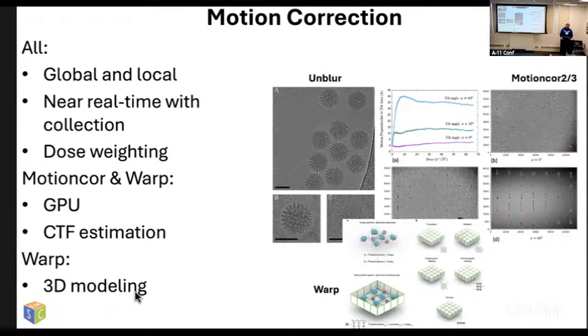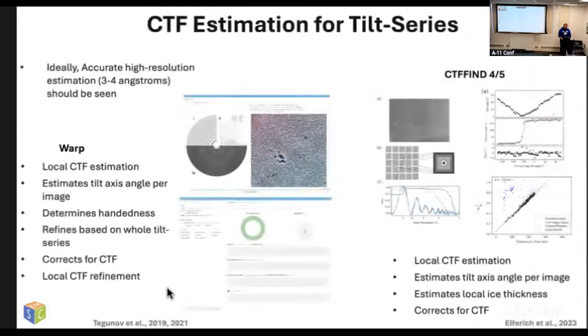Yep, and then Warp actually implements an additional step, 3D modeling, motion projection. But yeah, Alistair probably covered this in more detail later. So you get your frames, you align your frames into micrographs. Ideally, the data is good, and you get CTF estimations that are about 3 to 4 angstroms.